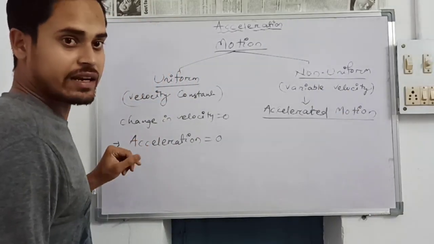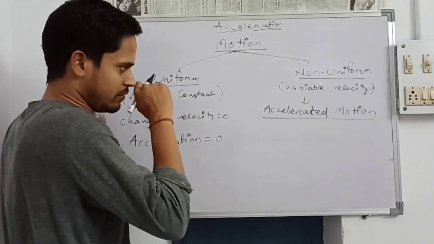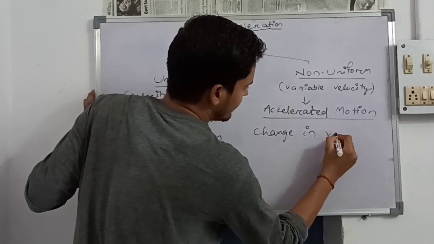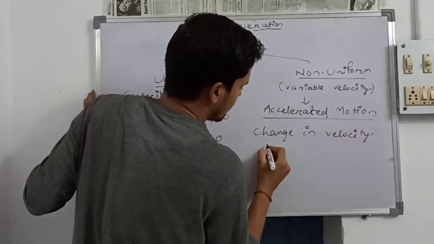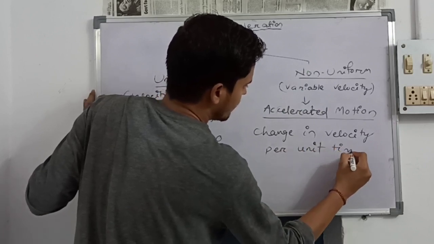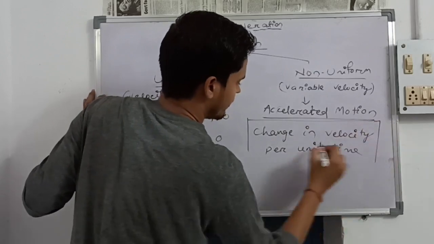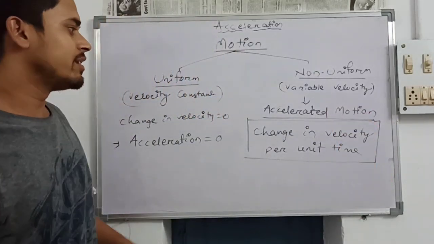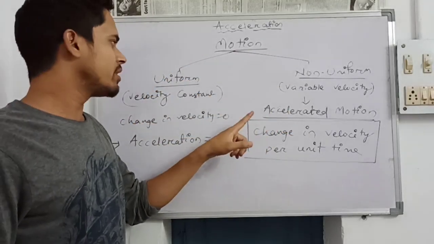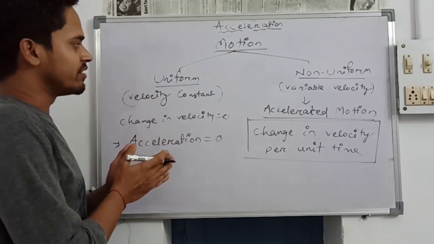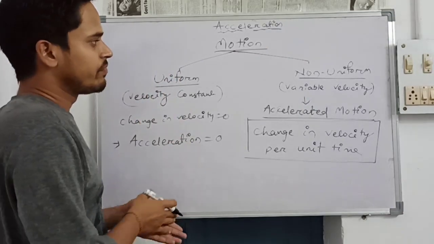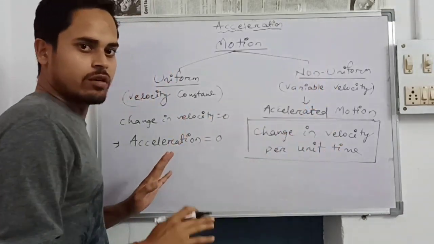Then from here, we get the definition of acceleration, that is change in velocity per unit time. This is the definition of acceleration. So remember this diagram. This is very important because many times students get confused whether acceleration is there in uniform motion or not. I will tell why later. So remember this one. Okay, listen.